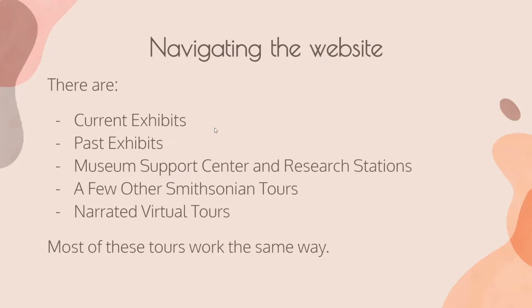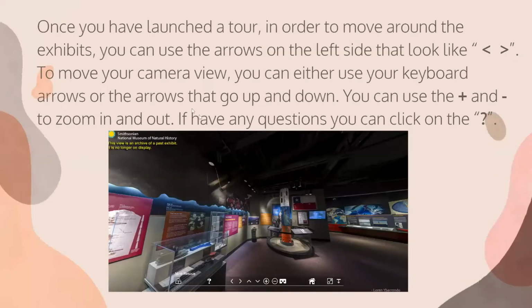Once you have launched a tour, in order to move around the exhibits, you can use the arrows on the left side that look like this. You can see these two arrows down here on this photo. You can use those to move around. To move your camera view, you can use either your keyboard arrows or the up and down arrows you see here, and you can also use the plus and minus keys to zoom out. And if you have any questions, you can click on the question mark.